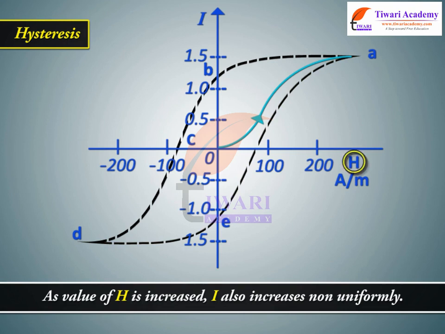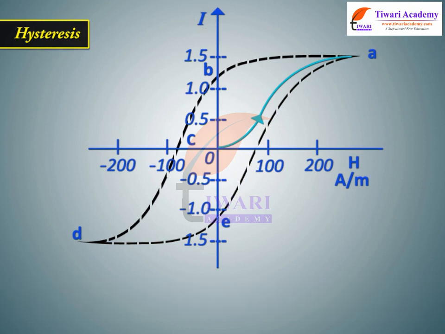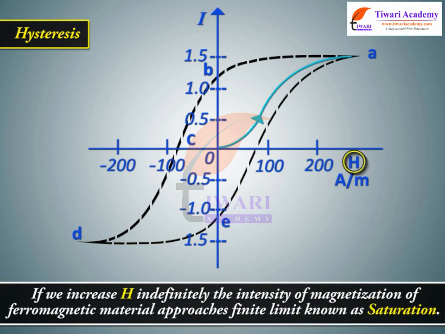As the value of H is increased, I also increases non-uniformly. If we increase H indefinitely, the intensity of magnetization of the ferromagnetic material approaches a finite limit known as saturation.